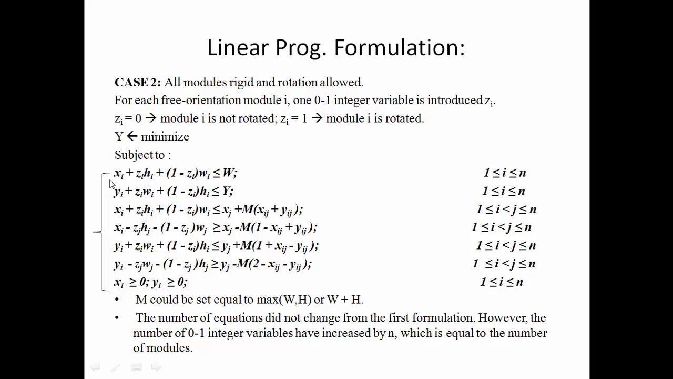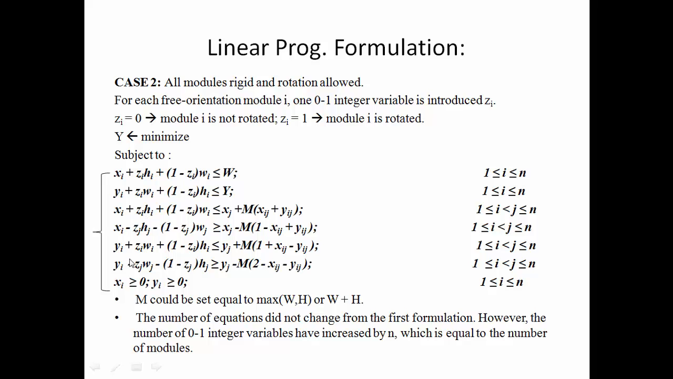So we have here, now if zi is equal to 0, as you can see here, then this becomes 0. It becomes xi plus wi is lesser than capital W. If zi is 1, then this becomes 0, so xi plus hi is less than W, because that means even if the module is rotated, it makes sure that it is within the feasible floor plan, right? So that is what we have done here, and the same thing holds for the height.